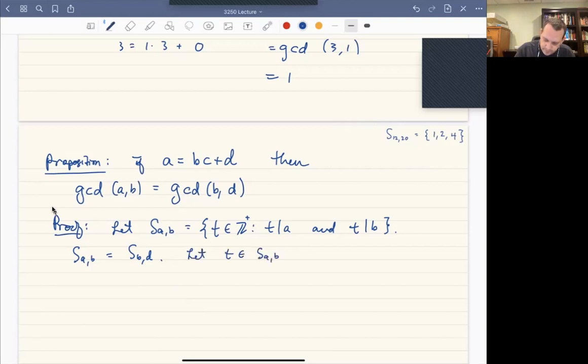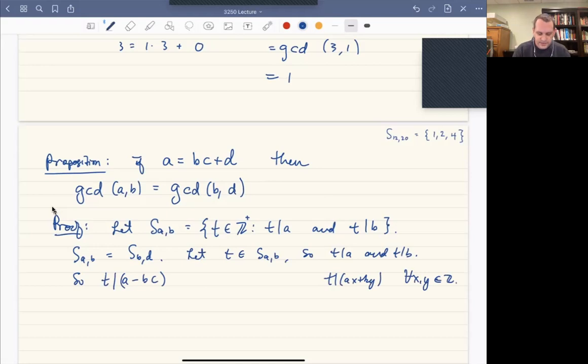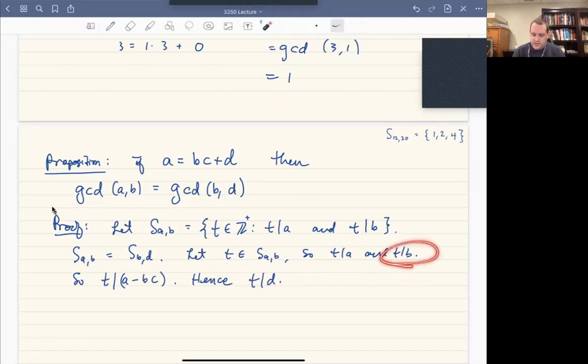T be in S sub AB so that T divides A and T divides B. One of the facts that we proved early on in this chapter is that if T divides two numbers, then it divides every linear combination of those two numbers. Okay, so if T divides A and T divides B, then T divides A minus BC, because it divides every linear combination. I mean, in fact, T divides AX plus BY for all integers X and Y. But in particular, T divides A minus BC. And the reason why I care about that is that that shows T divides D. Okay, and if T divides D, well, by assumption, T divides B, so T is in the set of common divisors of B and D. And that actually already gives us the first set containment.